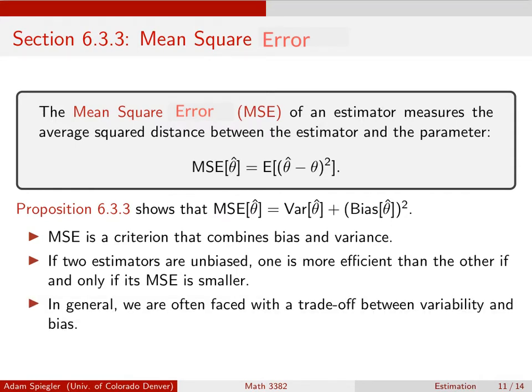And so in general, we're oftentimes faced with this trade-off between variability and bias. It's not always the case that unbiased is better. And sometimes we've got two unbiased estimators and we need to decide which one might be better. So let's take a look at an example on the next slide.